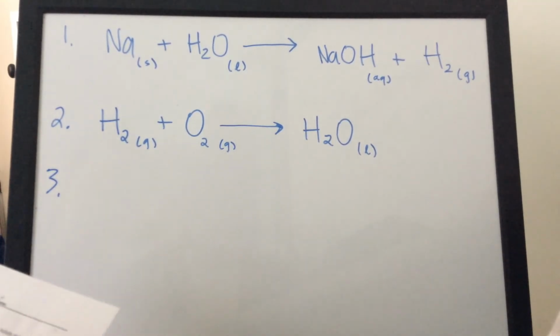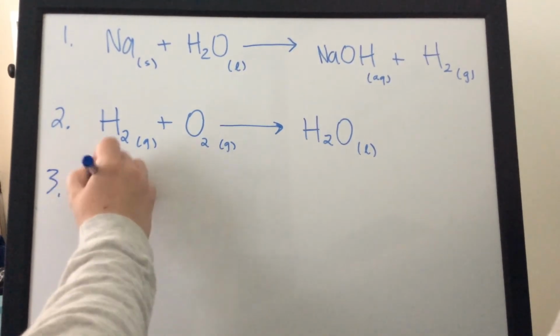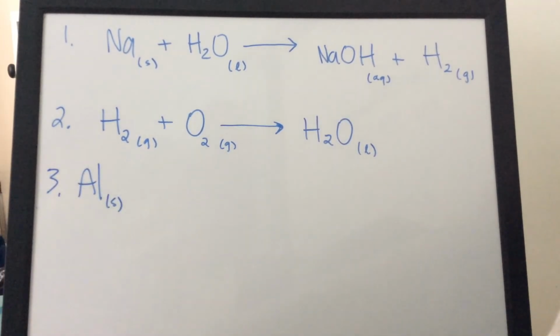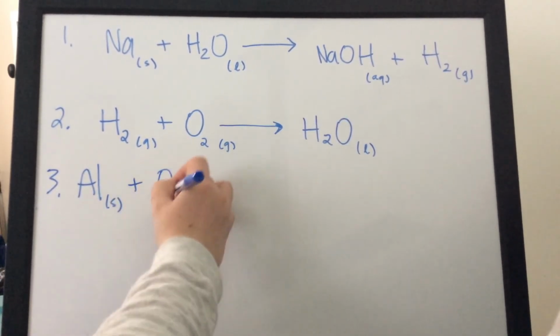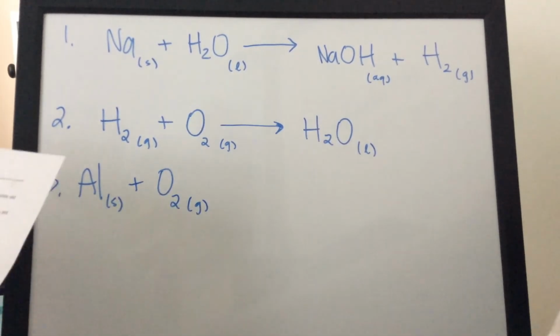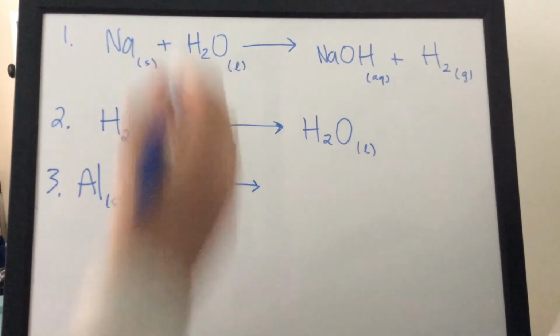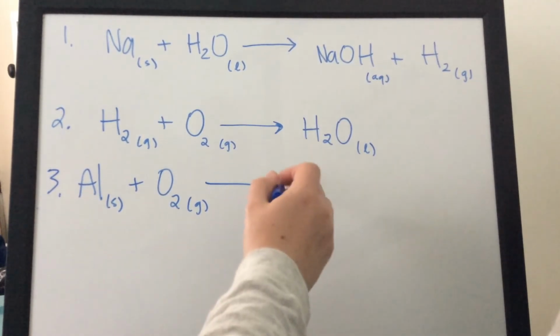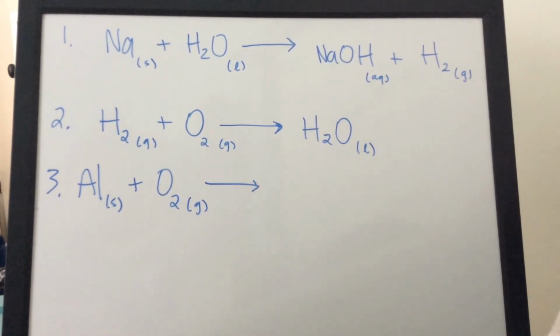Solid aluminum metal reacts with oxygen gas to produce solid aluminum oxide. Okay, so solid aluminum metal, that's just aluminum, reacts with oxygen gas, so O2, to produce solid aluminum oxide. Now you might get excited and write AlO and think you're done, but aluminum oxide is ionic and I need to equal out my charges.